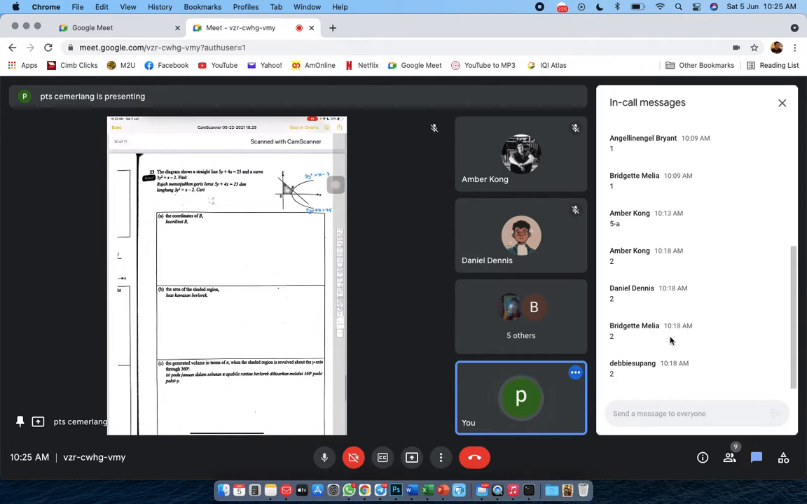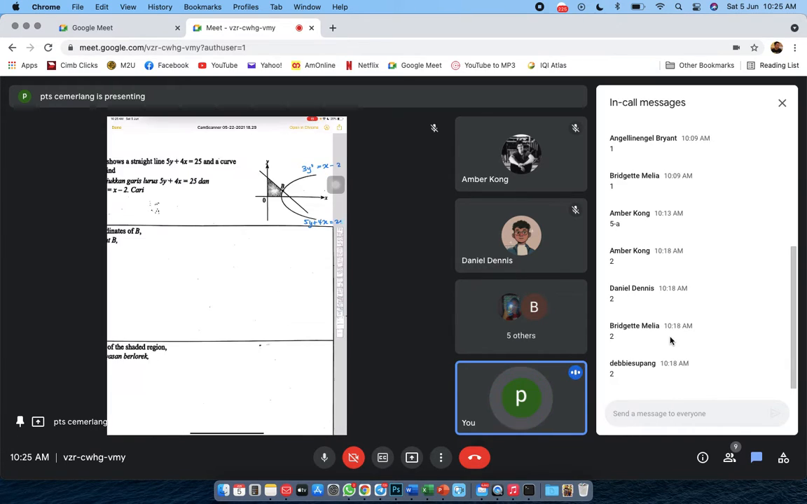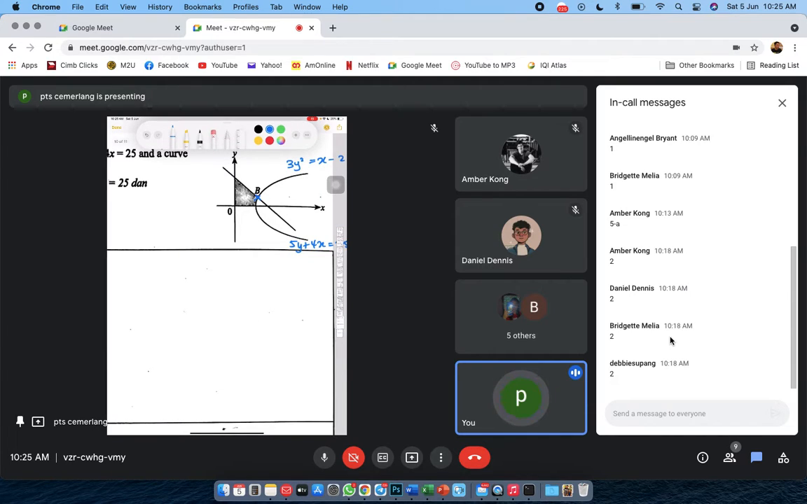Okay, so over here, the question says that the diagram shows a straight line and also a curve. The first part is to find the coordinate of B. What are you going to do to find the coordinate of B? Anyone remember? Because this is your intersection point. Always remember, to find an intersection point, what is the method?